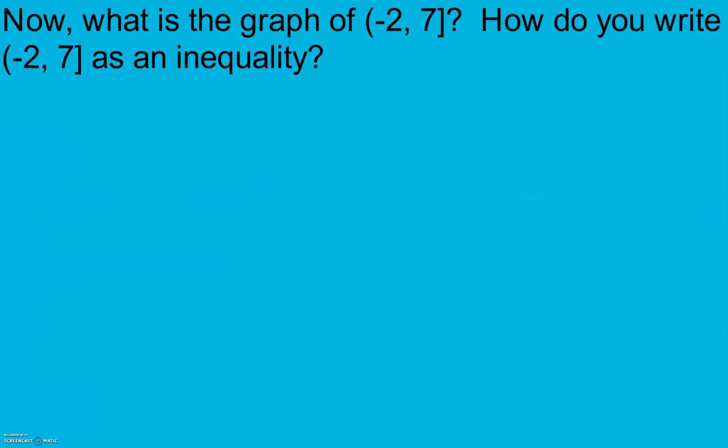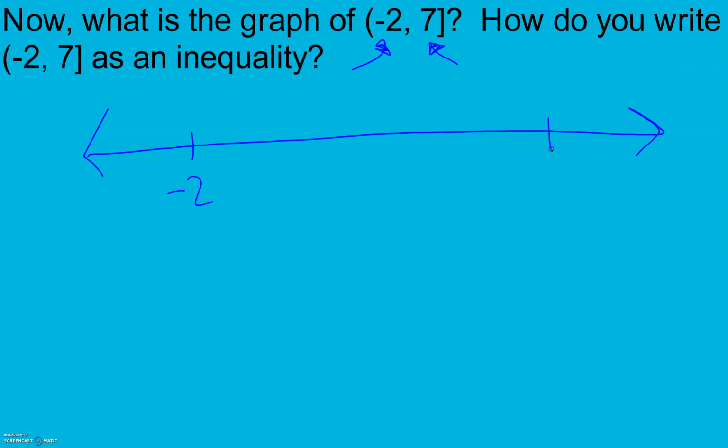Now, feel free to pause here and give this a try. We want to know what is the graph of (-2, 7], and then how do we write it as an inequality here? So -2 is the first thing on the left, so it's going to be the first thing I write down. 7 is the last thing on the right, so it's going to be the last thing I write down. And then numbers on each side, and 0. I put circles at those boundary points. It's the start of my graph on the left, the end of my graph on the right.